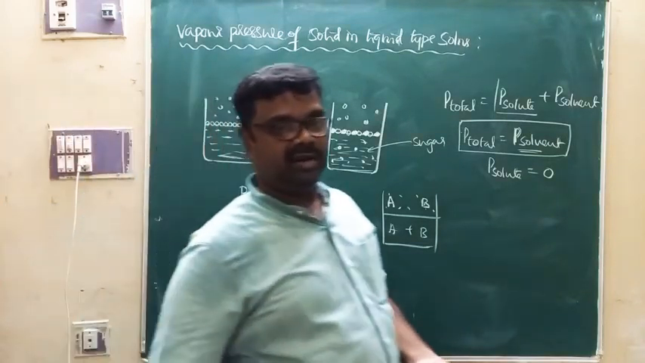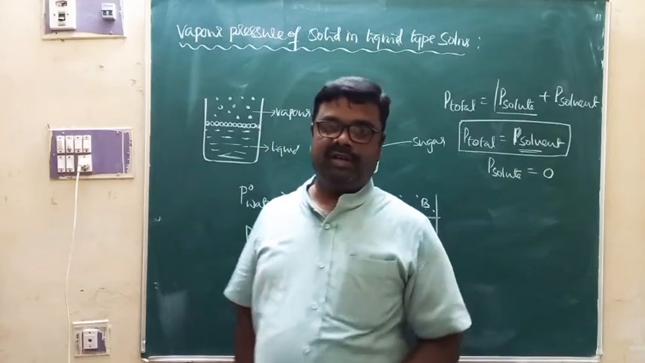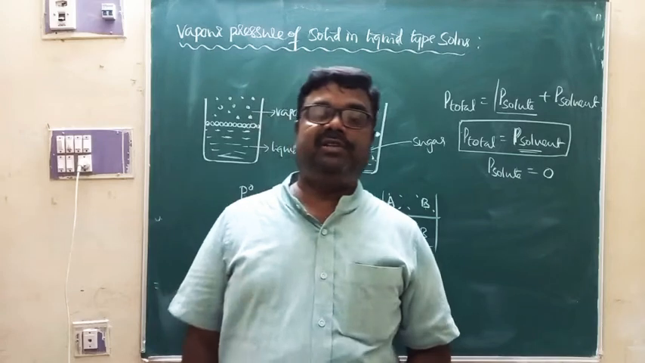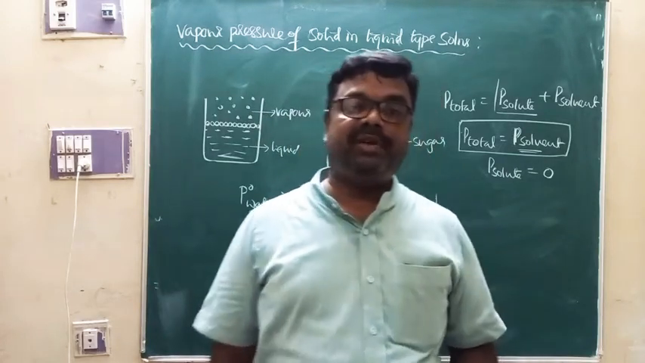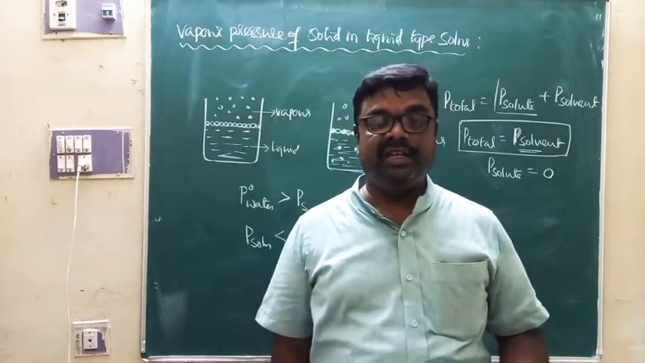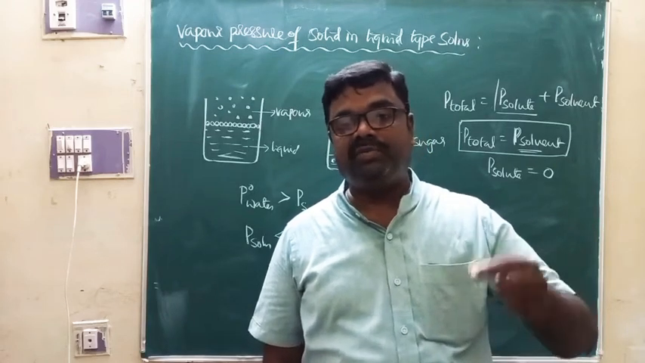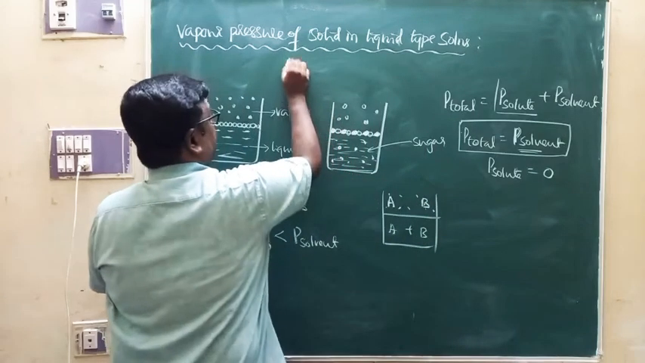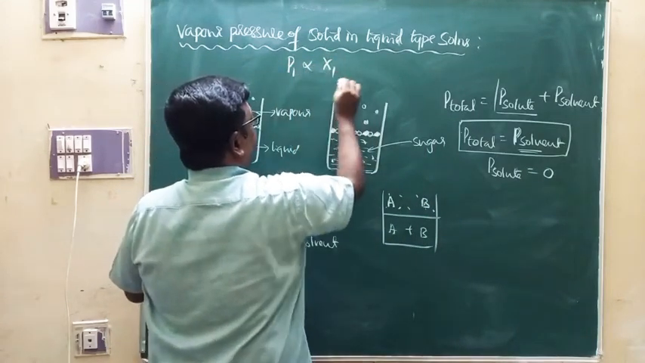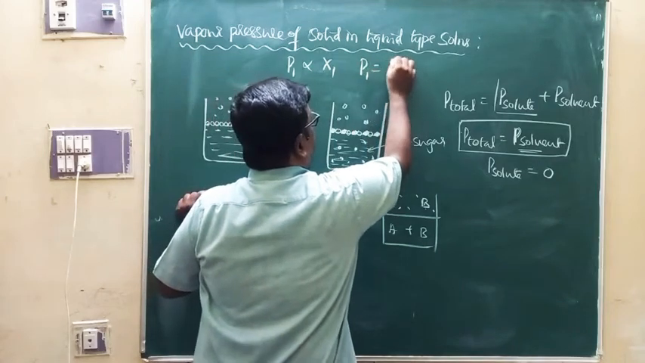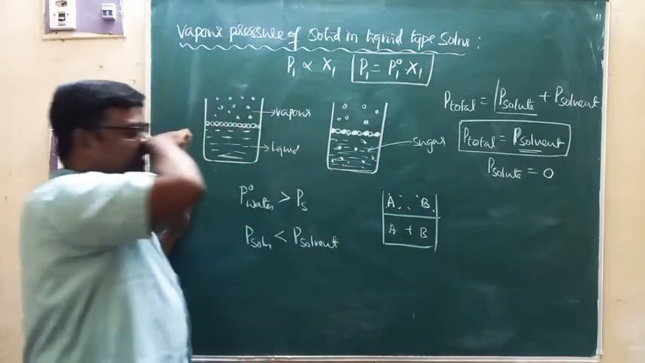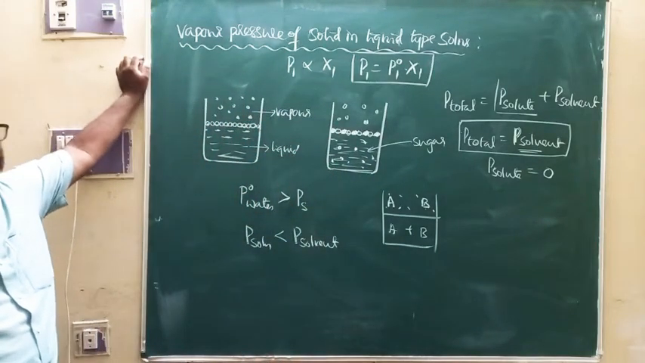Therefore, according to Raoult's law, in any solution, the vapor pressure of the volatile component in the solution is directly proportional to its mole fraction in the solution. That is, P1 is proportional to X1, or you can say that P1 is equal to P01 into X1, and this is what we call Raoult's law, as we studied, right?